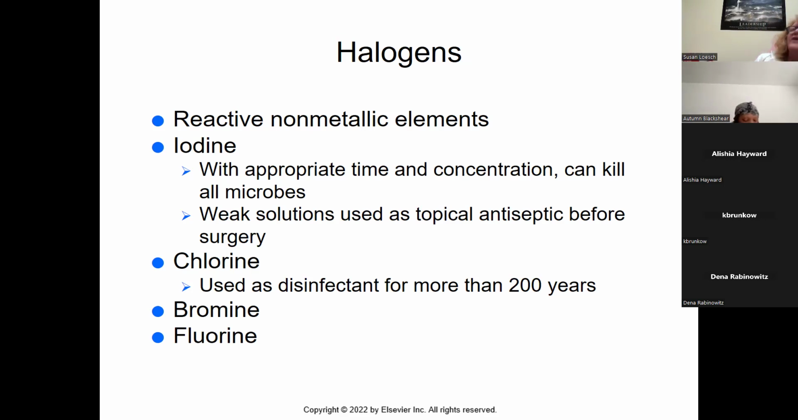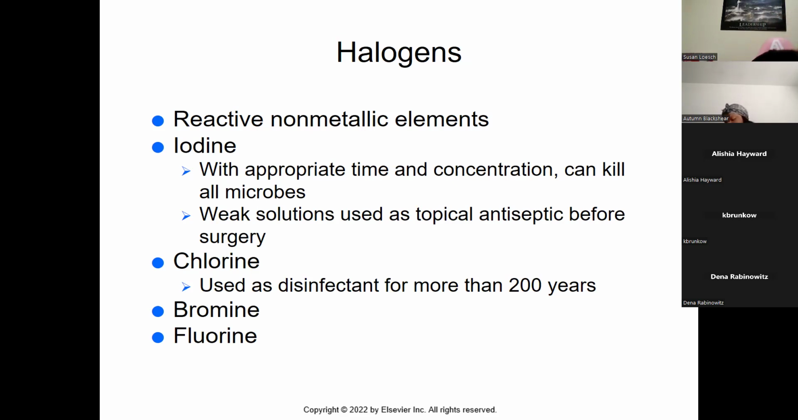You mix it according to the manufacturer's instructions, and certain things depend on how you mix it and how long you leave it on. So it uses oxidation of enzymes, and it stops the enzymes from being able to metabolize, and that's going to stop the cell from growing. Chlorine and iodine are the halogens of choice for germicides.